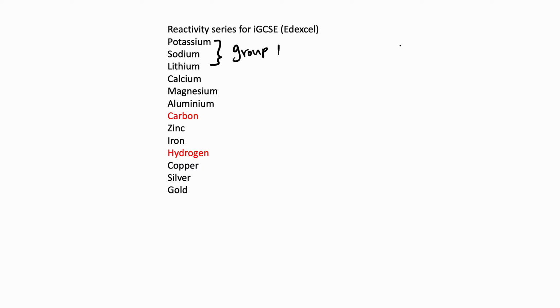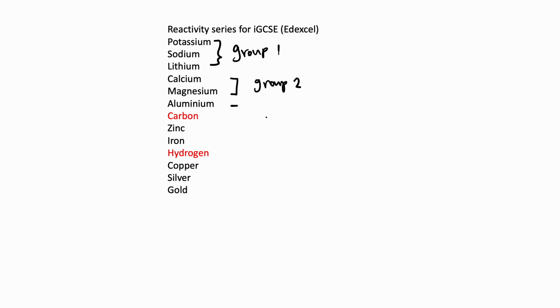Watch my video on the periodic table if you don't remember, but remember the group number tells you how many valence electrons there are. So potassium, sodium, and lithium, they're group 1 in the periodic table. So they only need to lose 1 electron. That kind of explains why they're the most reactive, right? It's going to be easy to lose 1 electron. Then we have calcium and magnesium. They're in group 2. They only need to lose 2 electrons. That's why they're second most reactive.